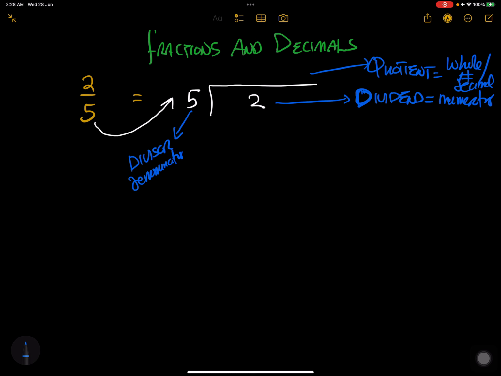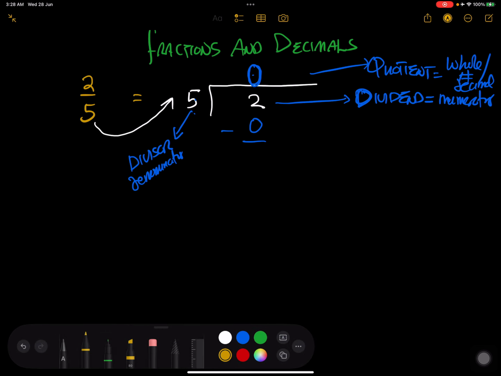So now, do you think 5 can go into 2? It's not possible for a big number to go into a small number. So because of that, we put 0 here. We start with a 0 because it's not possible. If we multiply the 0 by 5, we get 0, and we subtract. The moment we subtract, we get 2.